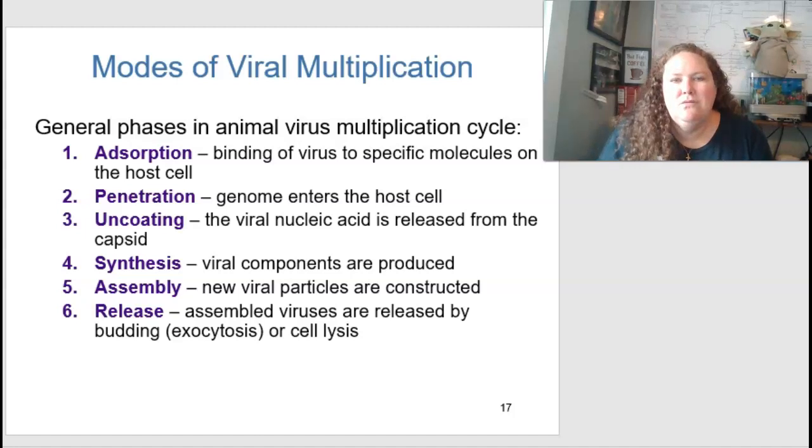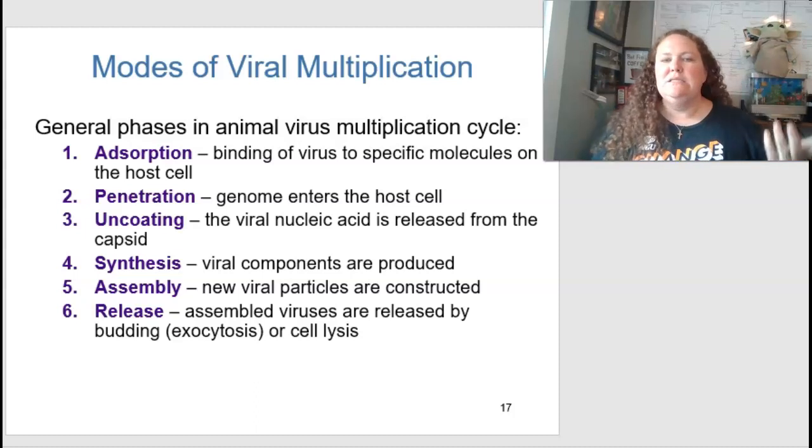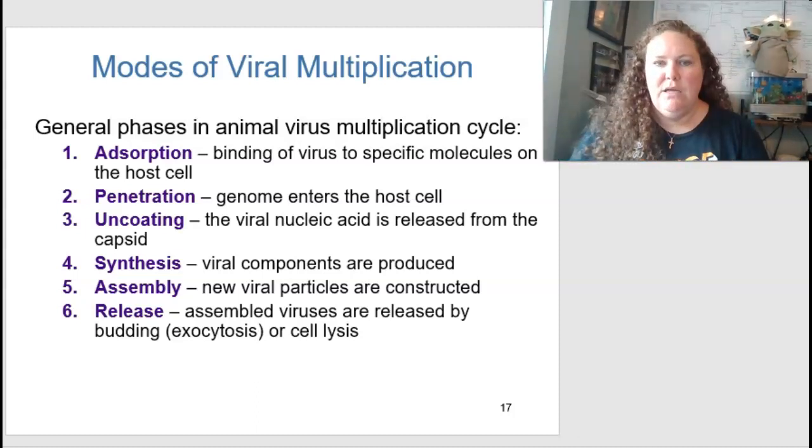So how do viruses live? Like, how do they multiply? Well, the general phases in the animal virus multiplication cycle are the following 6. The first one is adsorption, the binding of the virus to the specific molecule on the host cell. Then we have penetration, when the genome enters into the host cell. Then we have uncoating, where the viral nucleic acid is released from the capsid, or the outer covering, right? Then we have synthesis, a fancy word for making.